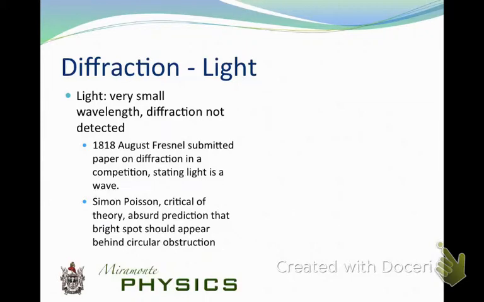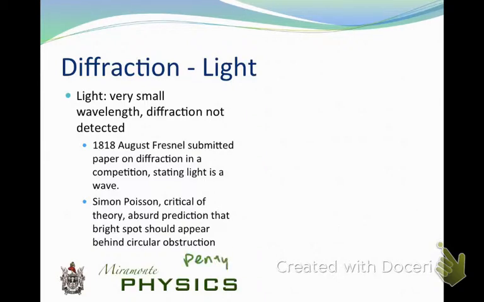So if you are in a bunch of buildings, you can still pick up your AM reception because that longer wavelength is going to bend right around those buildings. In 1818, August Fresnel, remember it was 1802 that we had the Young's double slit experiment, and Huygens had long since died, but Fresnel wrote a paper on diffraction, and he proposed that light in fact does diffract. Another scientist named Simon Poisson was very critical of his paper and theory and said that it's an absurd prediction that light would diffract. He said that if you shine a light around a small circular object, then behind the object a little bright spot would appear. And he said that's ridiculous. Of course that would never happen.